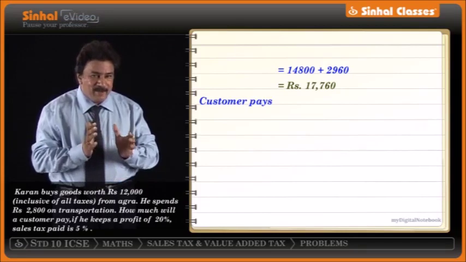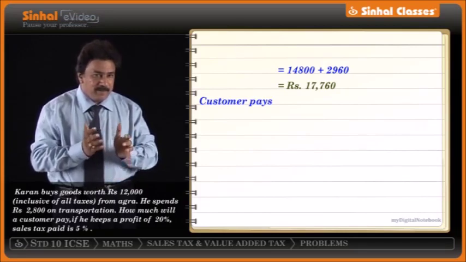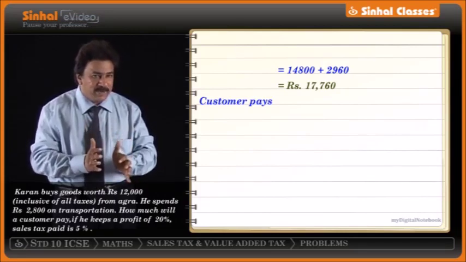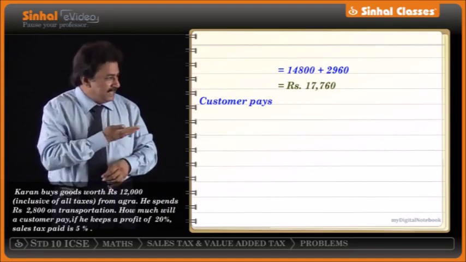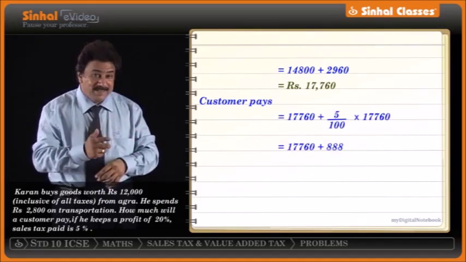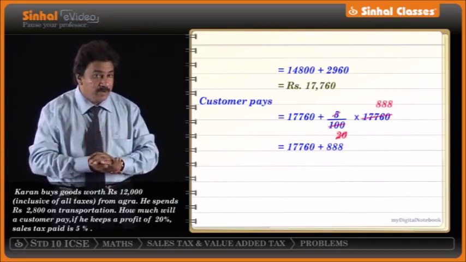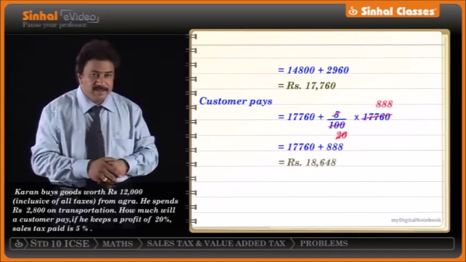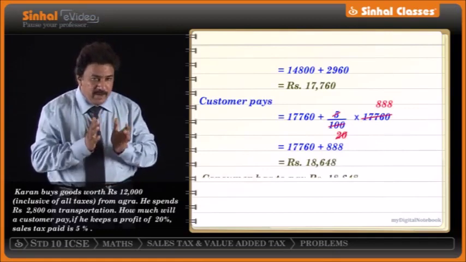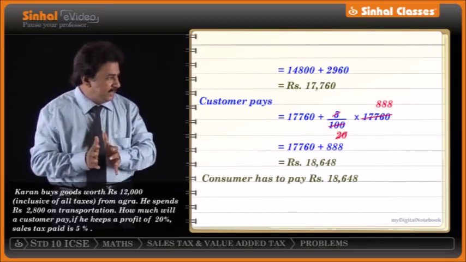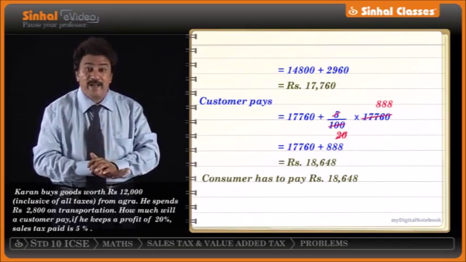So the price at which the product is sold by Karan is 17,760 plus the tax 888. If you club them together, what do you get? Rupees 18,648. So 18,648 is the price which the consumer has to pay.